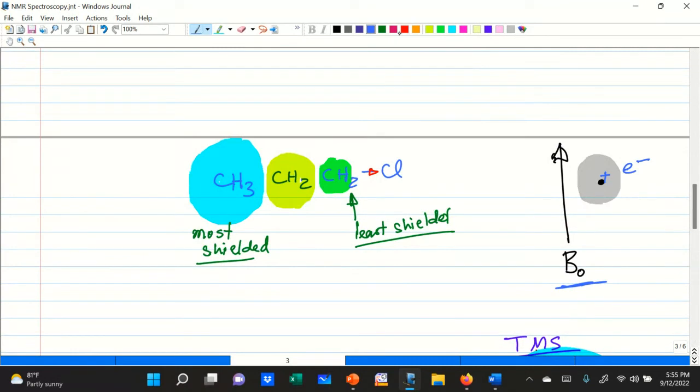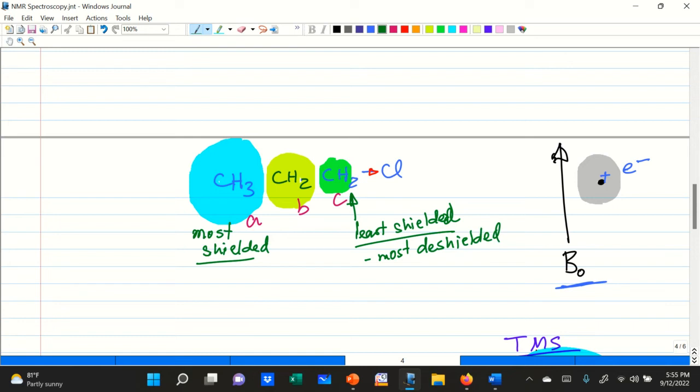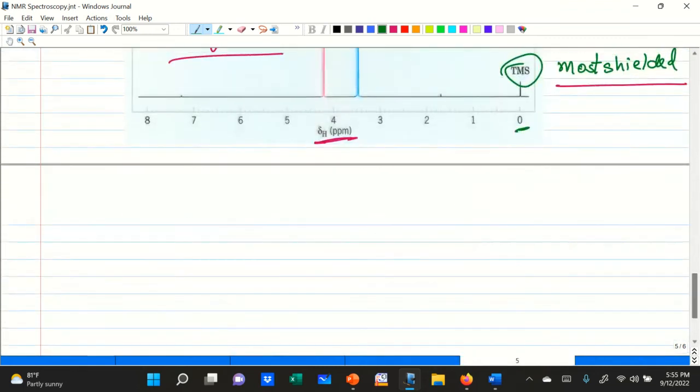Here you clearly see it has 3 different signals. If I say this is A, this is B, this is C, obviously C is the most deshielded, or least shielded. Least shielded and most deshielded have a similar meaning. Here it is written least shielded, which is to say most deshielded. And the most shielded corresponds to the least deshielded. So that's one way to look at things.